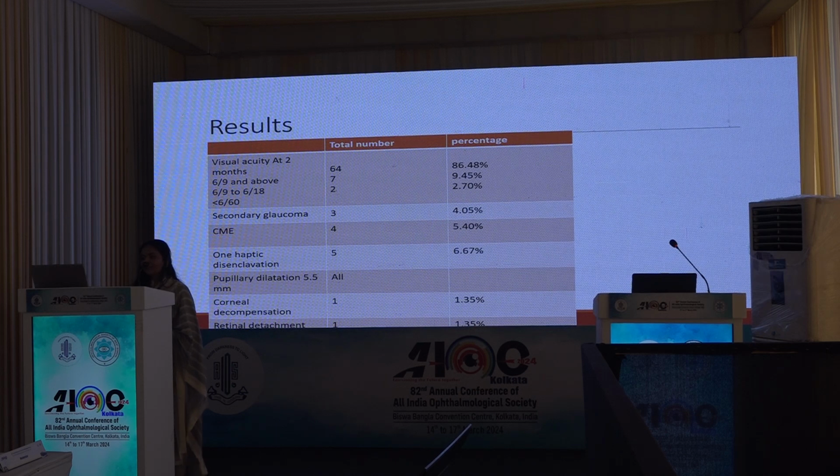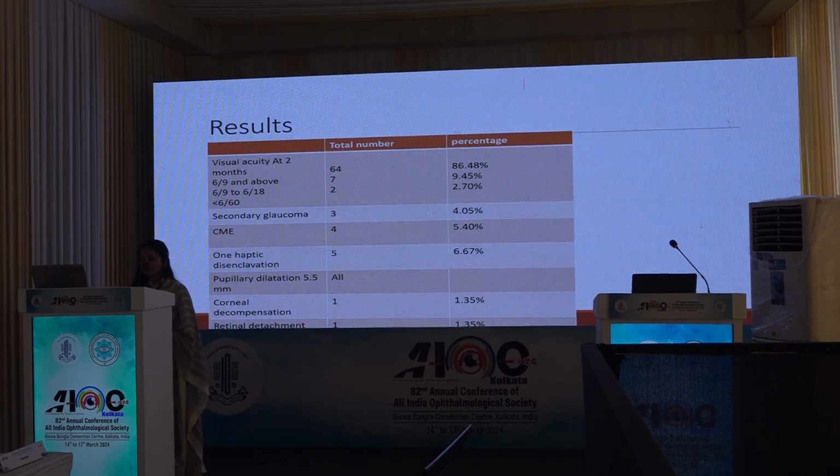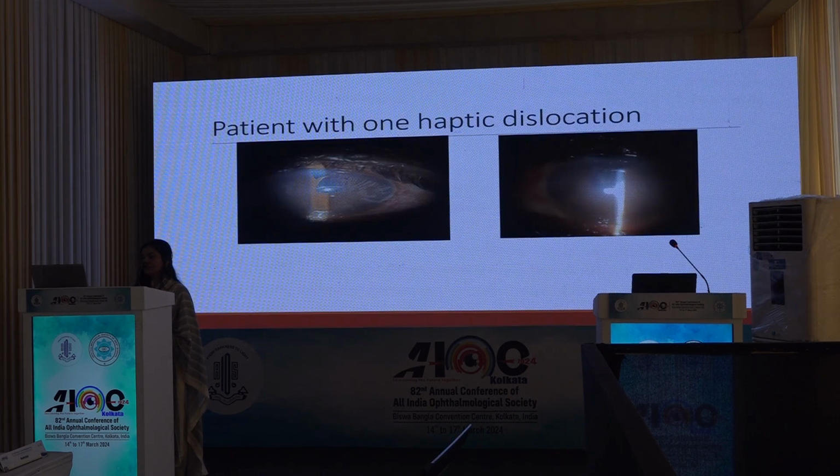We saw 86.48% of patients showing better than 6/9 visual acuity, and only two patients, almost 3%, had visual acuity less than 6/60. 3 patients developed secondary glaucoma. 4 patients had cystoid macular edema. 5 patients had to undergo resurgery for optic subluxation. All patients had good pupillary dilatation. Only 1 patient had corneal decompensation, and 1 patient had retinal detachment. So this was the patient with 1 haptic dislocation. We had to do resurgery for this patient. This was the commonest complication we encountered.